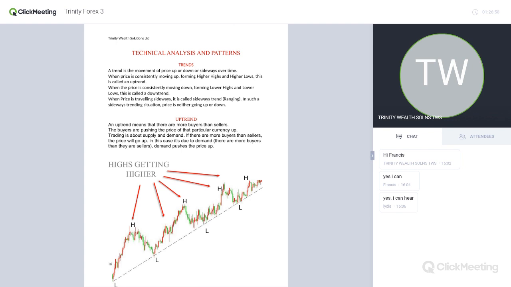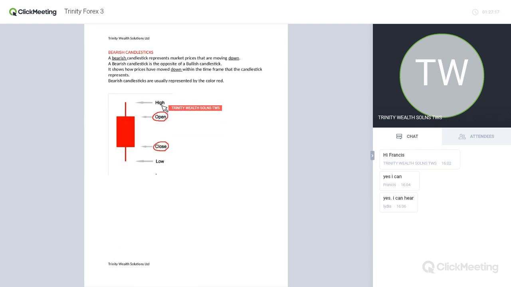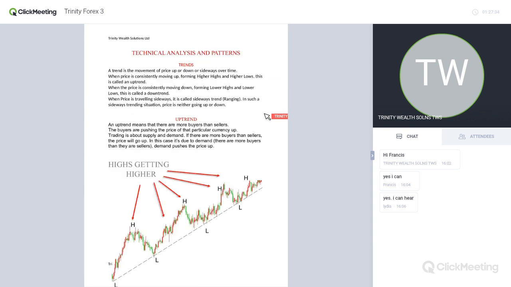So those are trends. When price is consistently moving up, forming higher highs and higher lows, this is called an uptrend. You remember the highs and the lows? Those are the highs and the lows of the candlesticks. This is the high, this is the low. So when this candlestick closes here, another one prints and its high is higher than this, and the third one's high is higher than the previous one. So the highs are getting higher. That's an uptrending market. You're going to see those patterns in our MT4 platform that we use to do analysis.